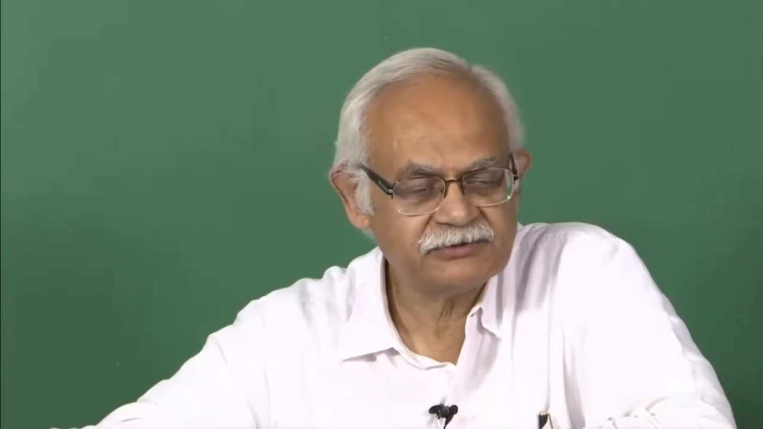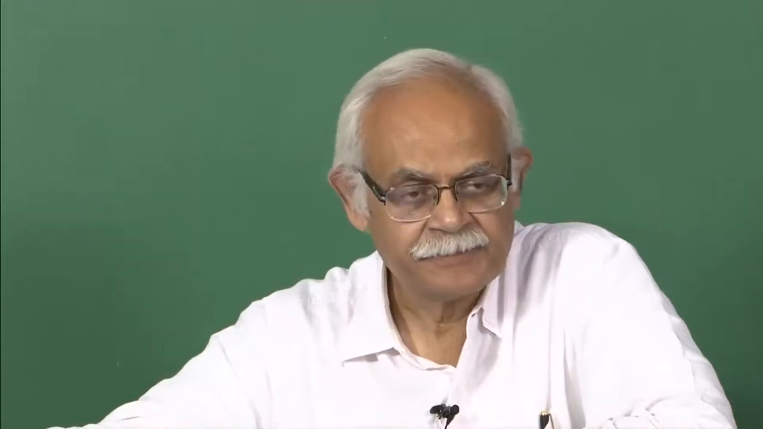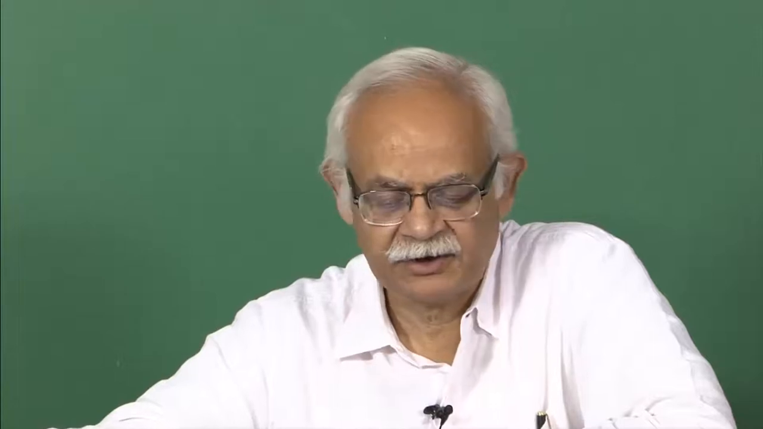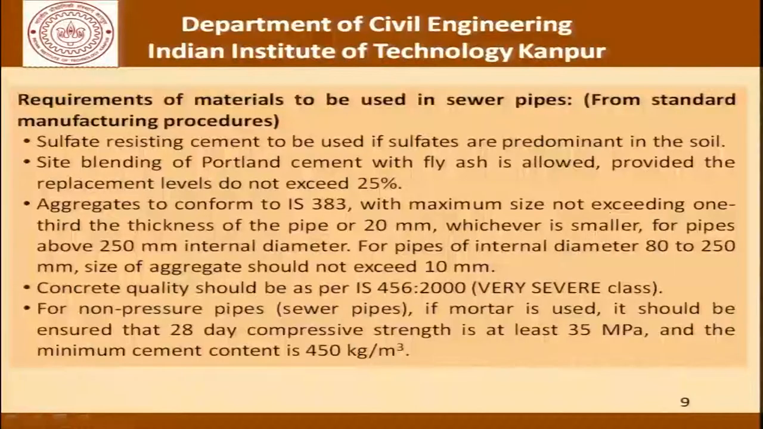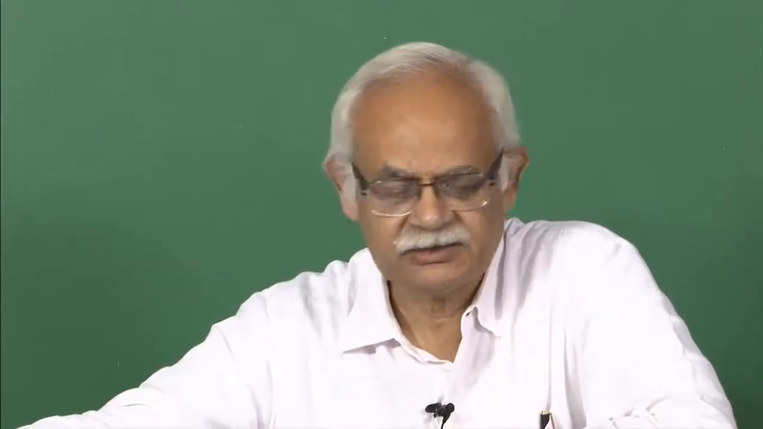We have to have a proper sieve size analysis carried out at different points in time to ensure that the aggregate coming into the plant where the pipes are being manufactured meets these kinds of requirements. As far as concrete quality is concerned, it should be as per IS 456-2000 with the very severe class. You will recall, or you could find out, that IS 456-2000 gives different classifications as far as the concrete environment is concerned, and what we are saying here is that the concrete to be used in the sewer pipeline should conform to the requirements of the very severe class.